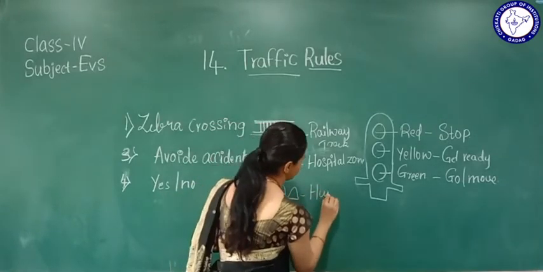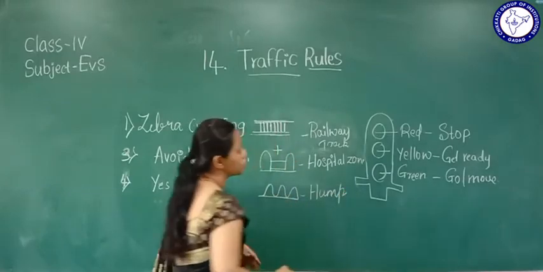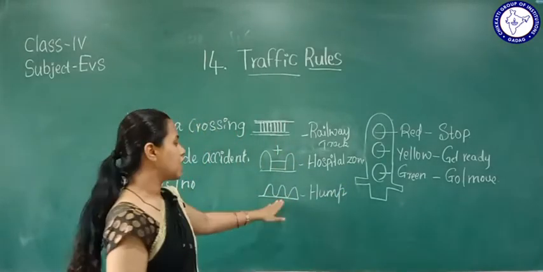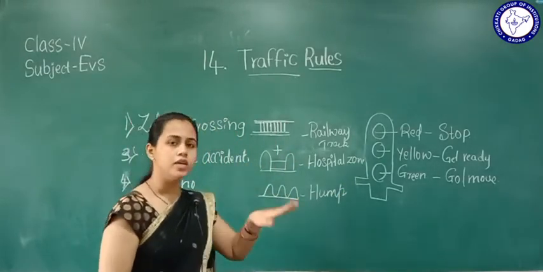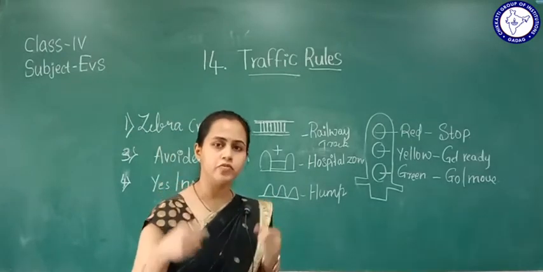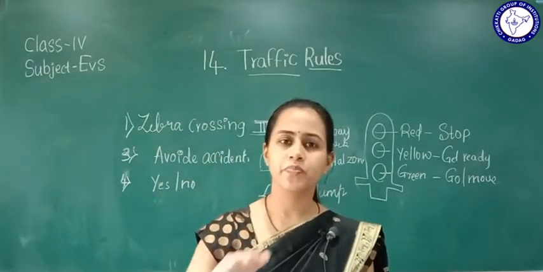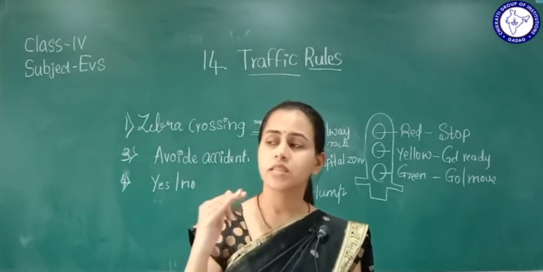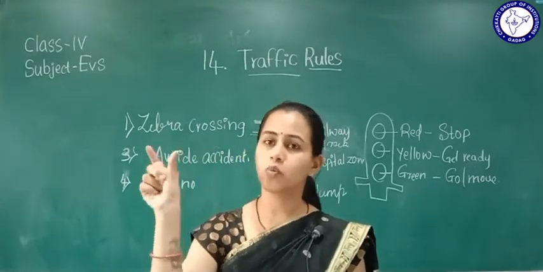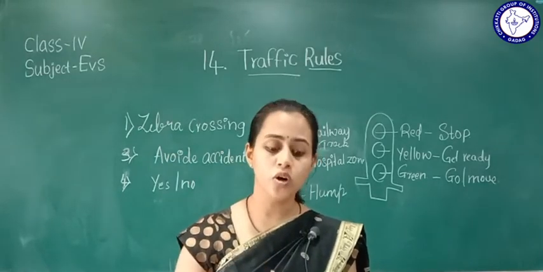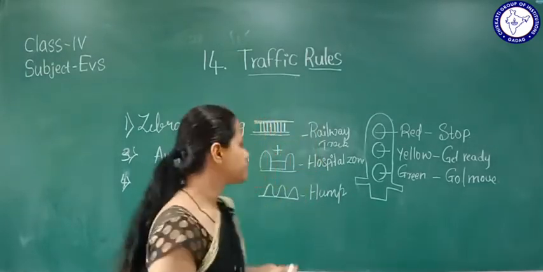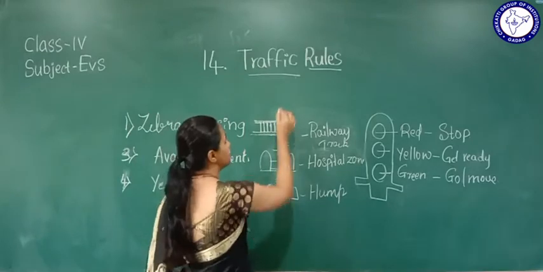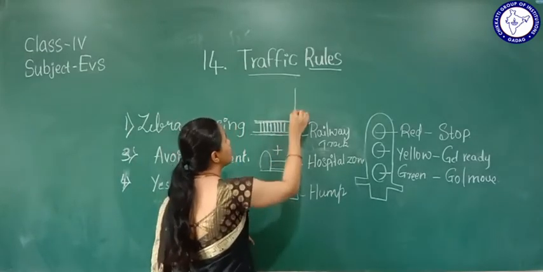Hump, right? So here it's the sign of hump, where if there is a hump, if we are going very fast, what will happen? The possibility of accidents. So when the humps are there, they will put a sign that you can go slowly. Here see the next picture, I'll just draw here.